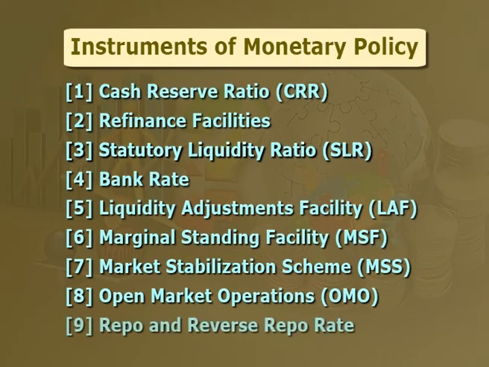And if it wants to curb the amount of money out there, it will sell these to banks, thereby reducing the amount of cash that banks have. RBI uses this tool actively even outside of its monetary policy review to manage liquidity on a regular basis. Number 9. Repo and reverse repo rate.